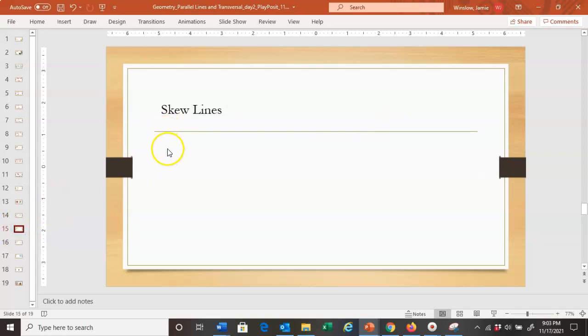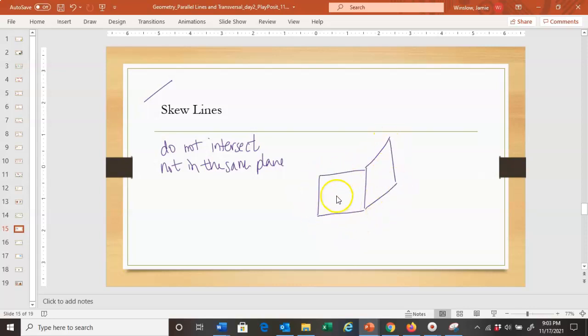Next are skew lines. Skew lines do not intersect, and they're not in the same plane. Just a single skew line is like a slanted line. That's kind of the definition, a line that is slanted. But when we're talking about a pair of skew lines or multiple skew lines, it would just be lines that do not intersect and they're not in the same plane. So it's kind of hard to draw. We could draw some parts of a cube and maybe there's a line here and there's a line here. You can see they're not on the same plane and they're not intersecting.